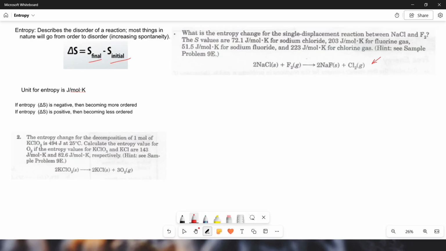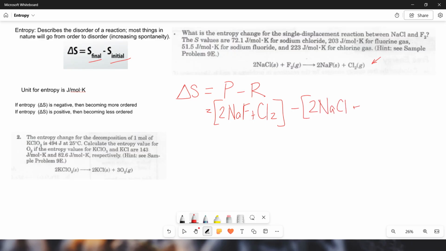Okay, so we're finding the change. The pen is always goofy. Okay, let's see if we can get this. So the delta S is going to be the products minus the reactants. So in this problem, we're going to have 2NaF plus Cl2, sorry, minus the reactants, which are 2 table salts, plus the fluorine gas.